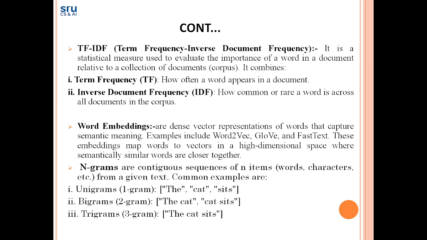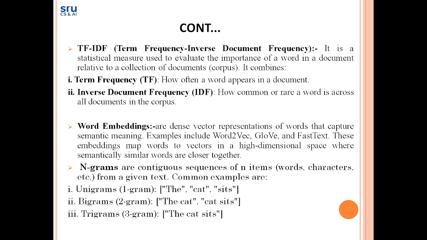Word embedding is a type of dense vector representation of words which captures semantic meaning. Try to see the examples here: Word2Vec, GloVe and FastText. These embeddings map words to vectors in a high dimensional space where semantically similar words are closer together.